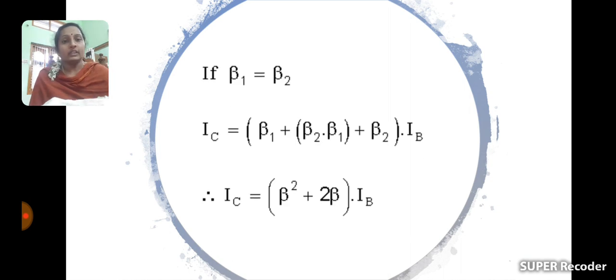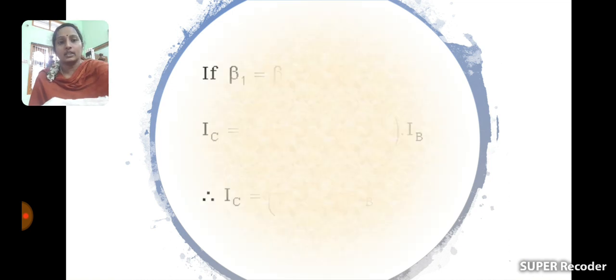If beta 1 and beta 2 are different, that is not the case here. If beta 1 is equal to beta 2, what we get is IC equal to beta 1 plus beta 2 into beta 1 plus beta 2 into IB, and so IC is equal to beta square plus 2 beta into IB.